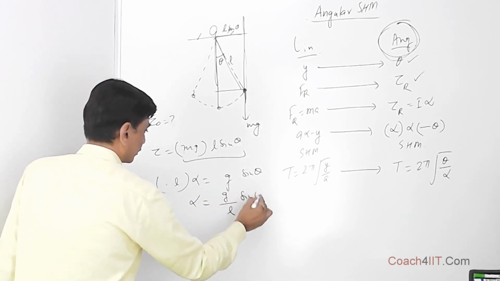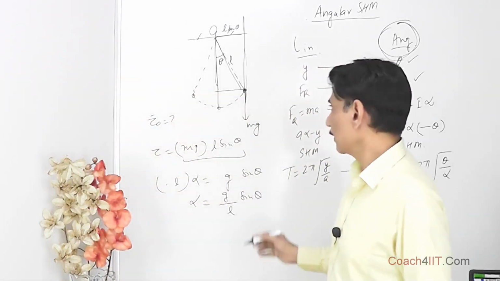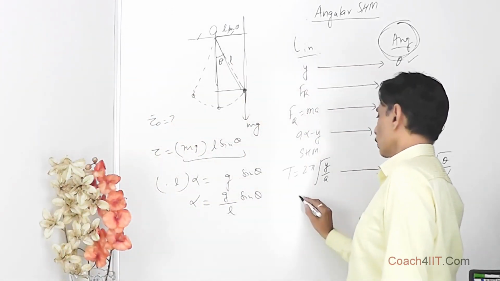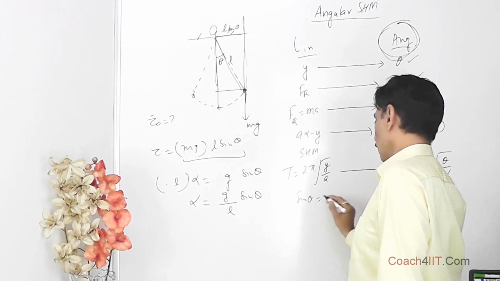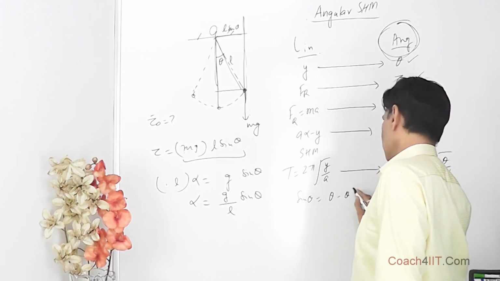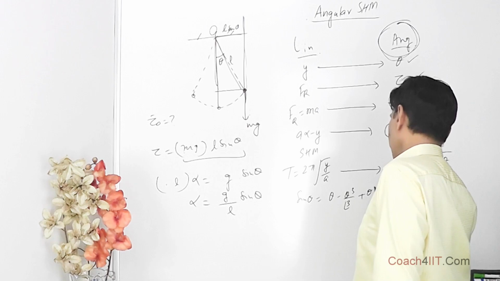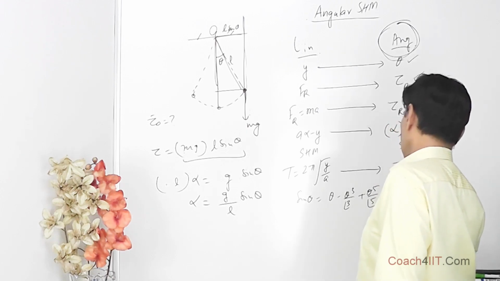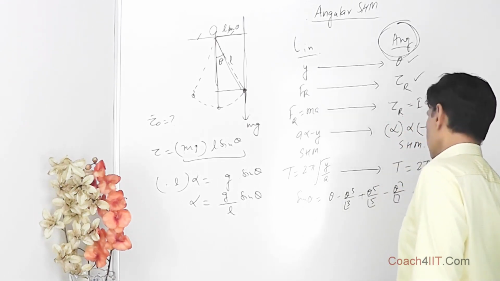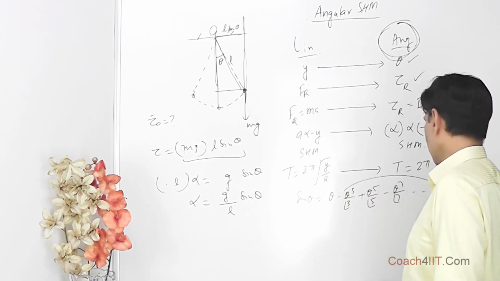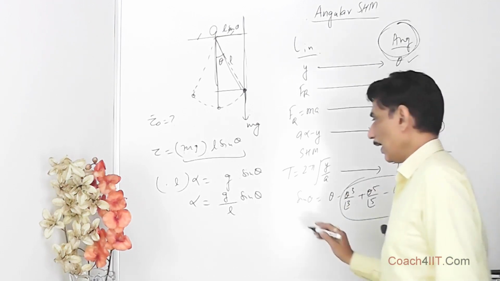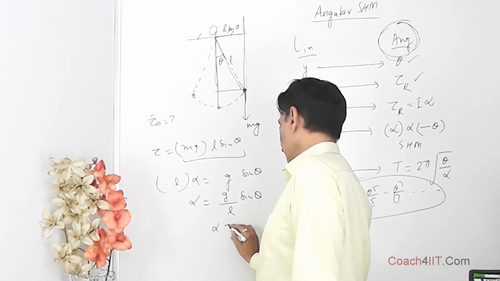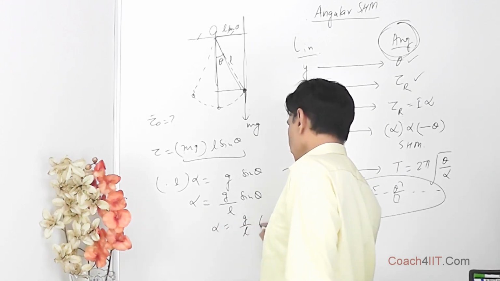Once again we say that this theta is very small. So sine theta expansion, Maclaurin's expansion, is sine theta is equal to theta minus theta cube by 3 factorial plus theta raised to 5 by 5 factorial minus theta raised to 7 by 7 factorial and so on. If theta is very small, we can neglect these higher powers, and so alpha comes out to be g by L into theta.